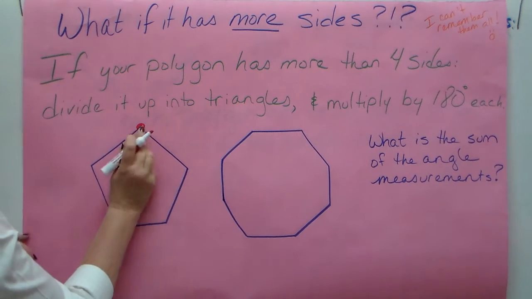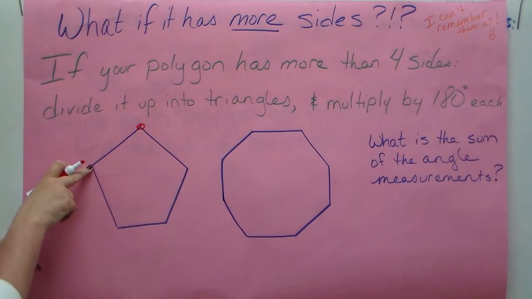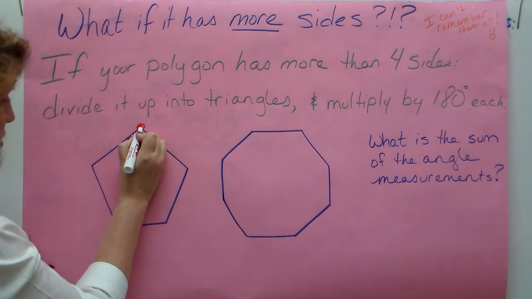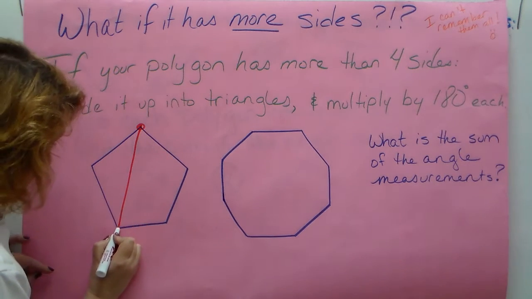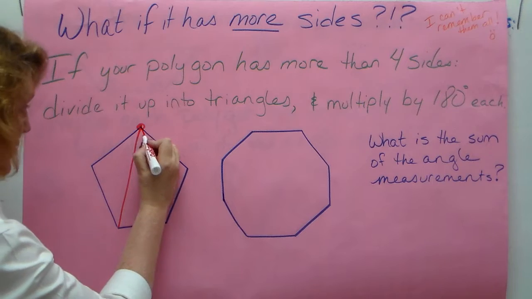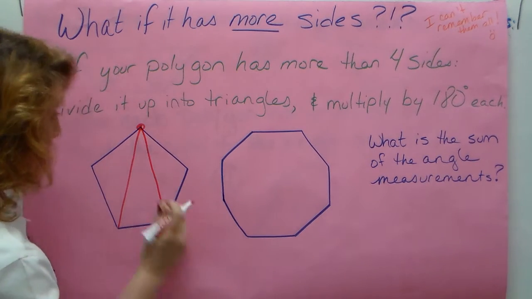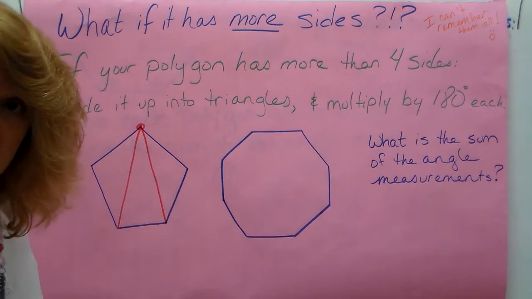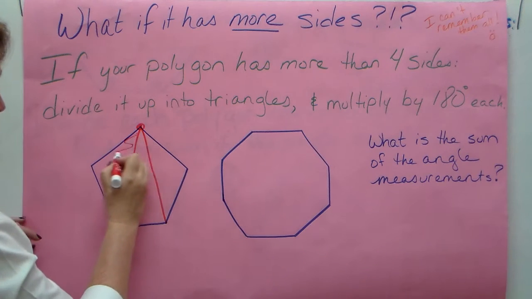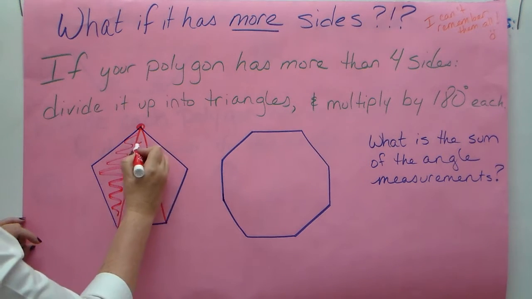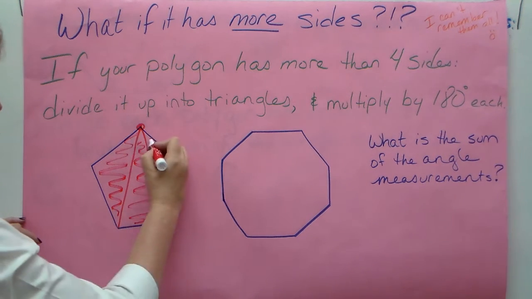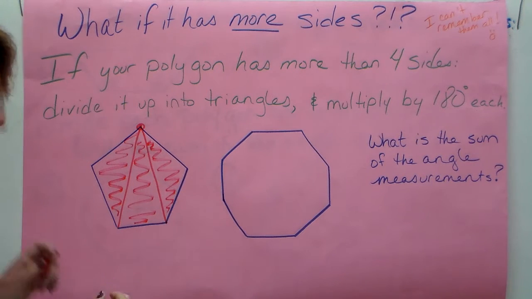Randomly, doesn't matter. Now, I can't go to this vertex because it's right next door. I can go to this vertex. And I can go to this vertex. But I can't go to this one. It's right next door. I have made 3 triangles. There's one, there's the second one, there's the third one.